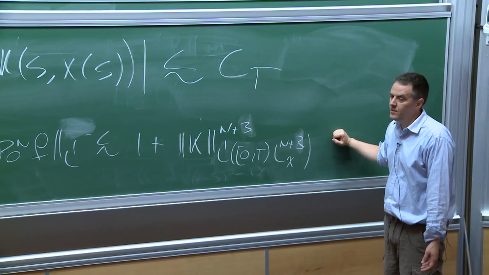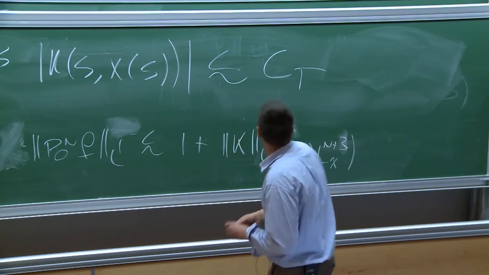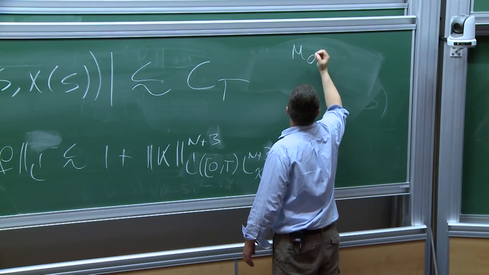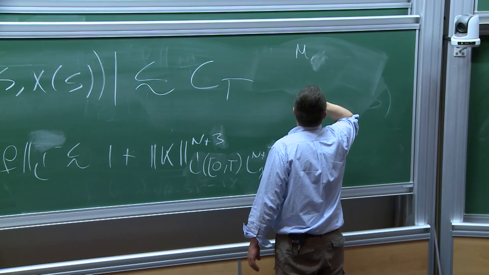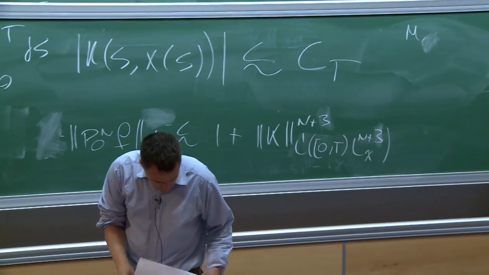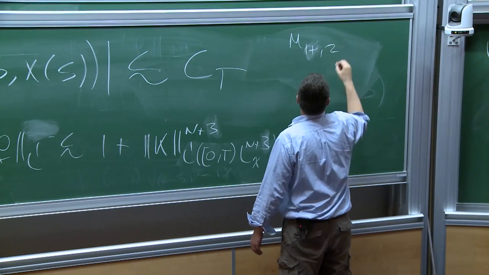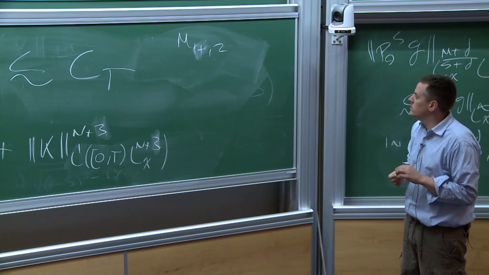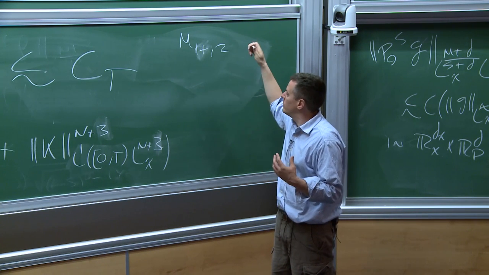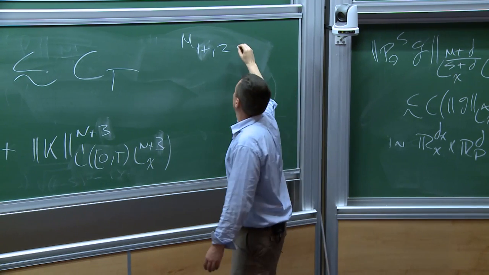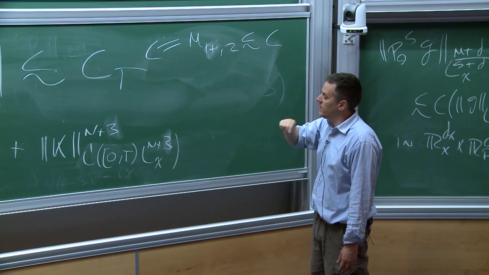So basically the strategy is similar to the 2D strategy, except that you want to assume a bound on m theta q. Let's just do m. I'm going to use this notation a lot: m1 plus 2 means a number bigger than 1. So we want to assume this is bounded and use it to show that this is bounded. And we want to do that via moment bounds.